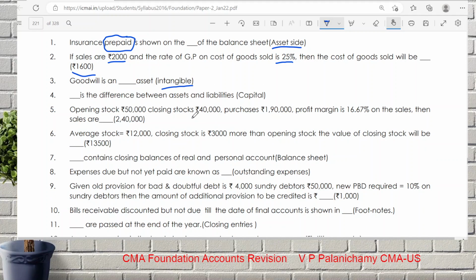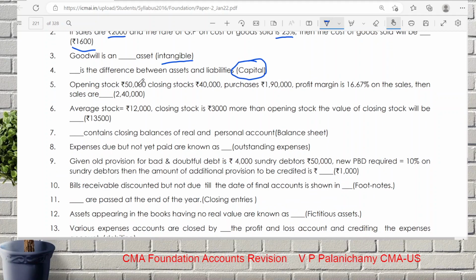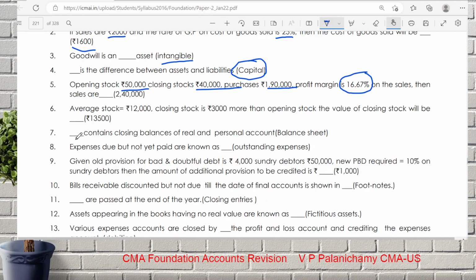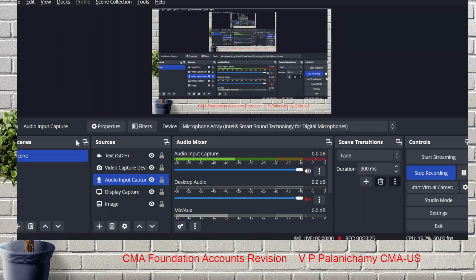Intangible asset. Then what is the difference between assets and liabilities known as? Capital. Opening stock is given, closing stock is given, purchases are given. Profit is how much percentage on sales? 16.67%. What is the opening stock given? How much? 50,000.